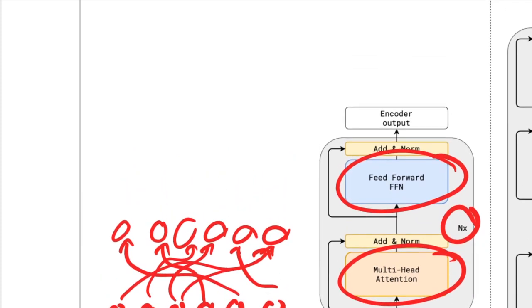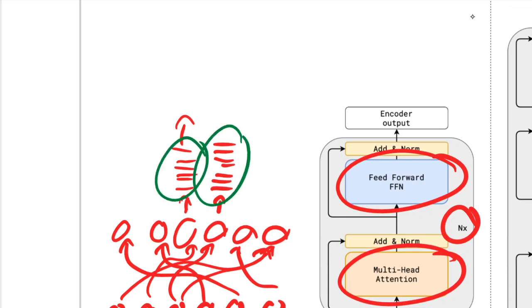And then you have a feedforward network that is applied on a per token basis. So each of these tokens now goes through this feedforward network and is kind of transformed. So the embedding of that token is transformed by that feedforward network. Now every token does this, and it's always the same feedforward network. So this network here is the same as this network.